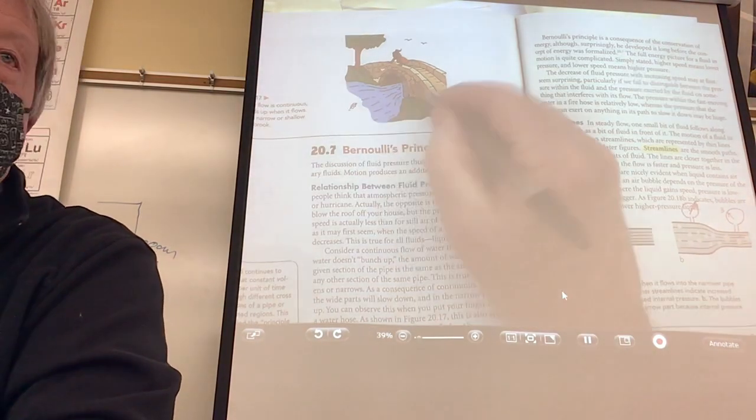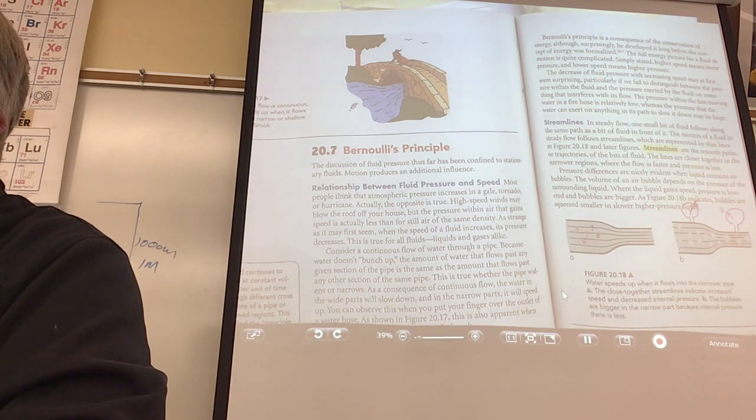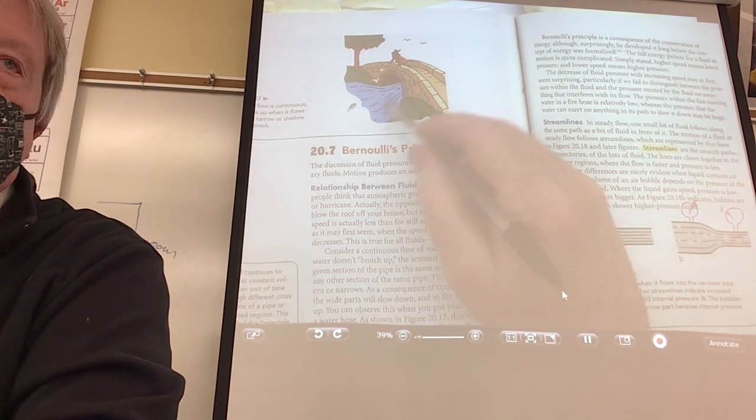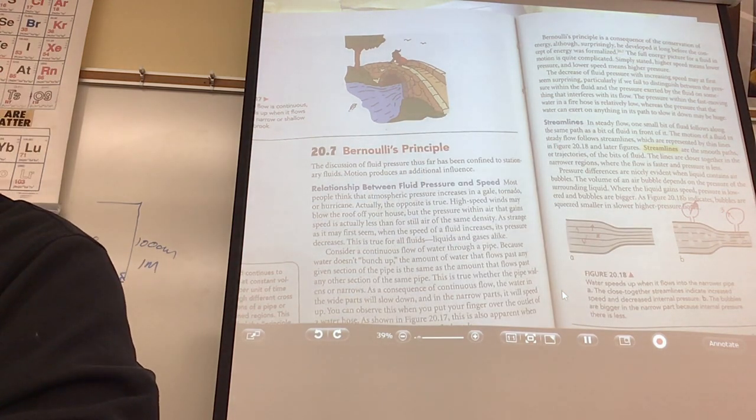It actually, that's a good noise. It starts speeding up. And so what happens is the same amount of volume of water is trying to go through that smaller hole, isn't it? And actually, it speeds up.